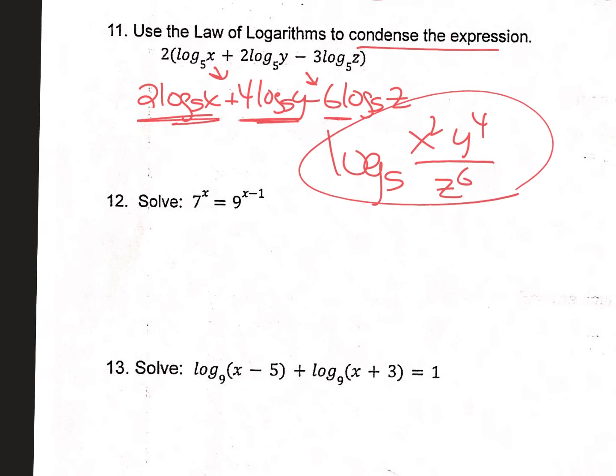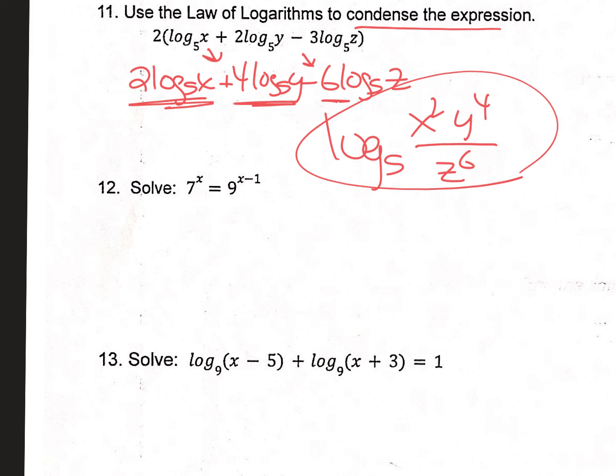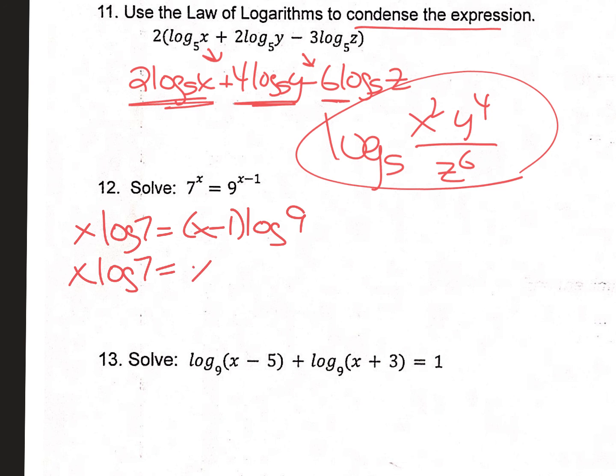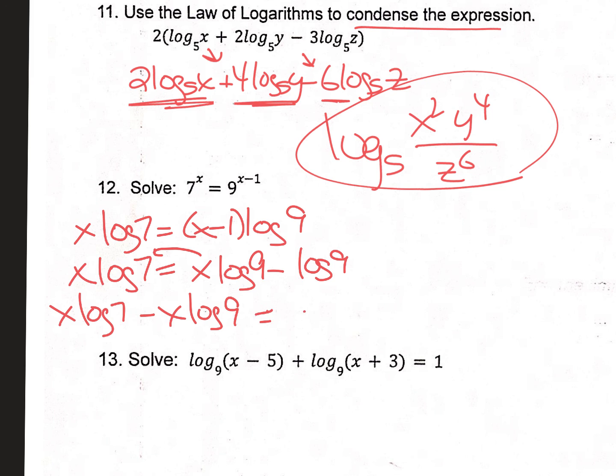Number 12, you're going to need logs, and this is like a log review this week. So take a log of both sides. The exponents go in front. (x minus 1) log 9. You have to do this: if you have more than one term in your exponent, you need to distribute that log. So I'm going to do x log 9 minus 1 log 9. You've got to get your x's together, so I'm going to pull the log 9 to this side with the 7. So it gives me x log 7 minus x log 9 equals negative log 9.